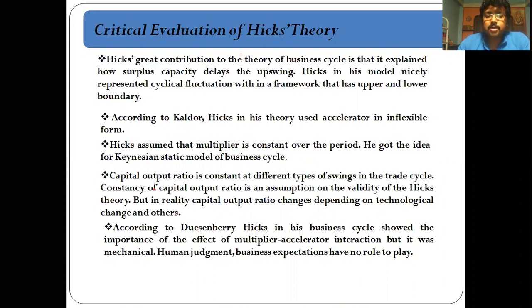Hicks assumed that the multiplier is constant over the period. But the multiplier actually is not constant. It is changeable. He got the idea from the Keynesian static model of the business cycle. So it is also a shortcoming of the Hicksian model. The capital-output ratio is assumed constant at different types of swing in the trade cycle. Constancy of the capital-output ratio is an assumption on the validity of the Hicksian theory.